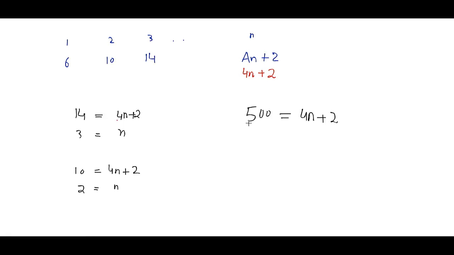Now we have 500 counters. This sequence is counters, and these term numbers are basically pattern numbers. Now we have 500 counters, so let's see which pattern number it is. And according to the question, this pattern number will be M.